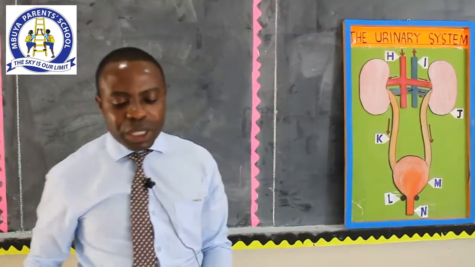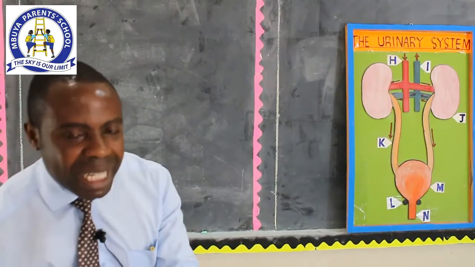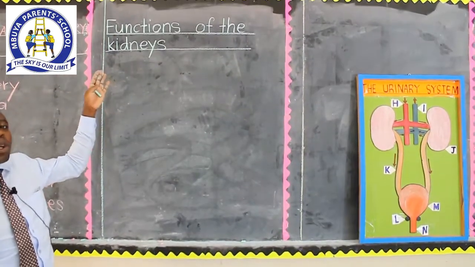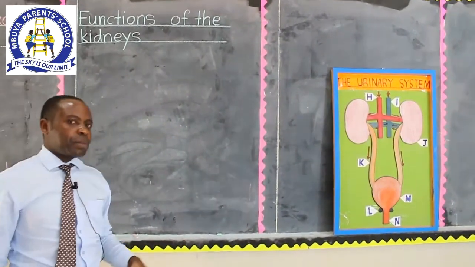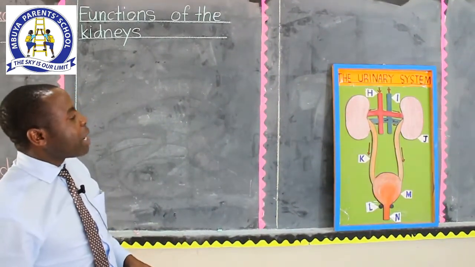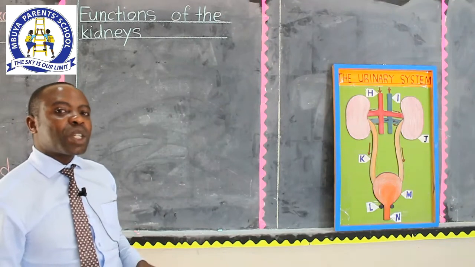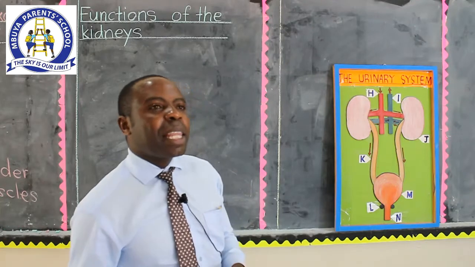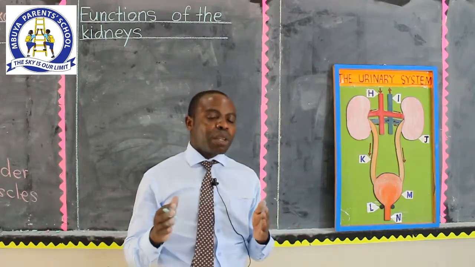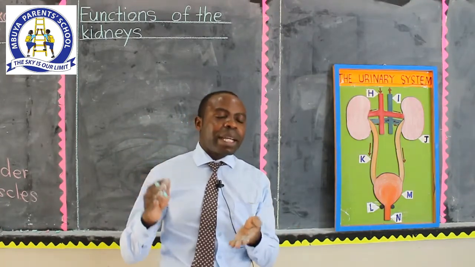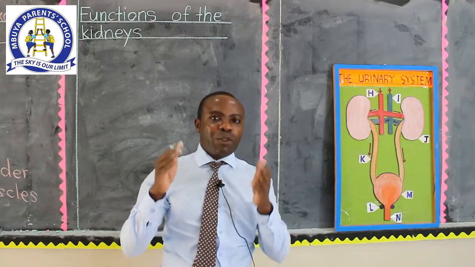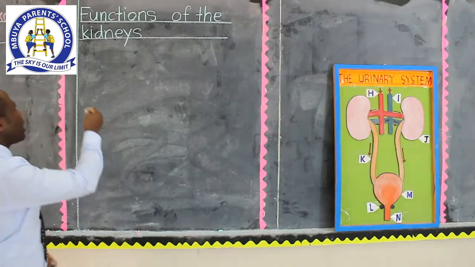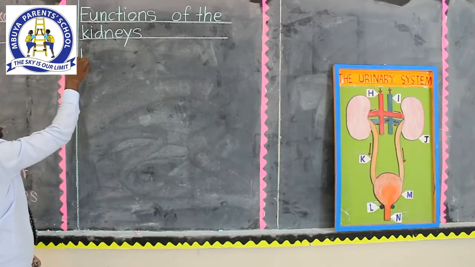So the function of the kidney, the major one, is going to be our number one here. And we talked about it in P4, whereby in primary 4, we said the kidneys excrete urine, filter blood, and then control water and salt levels. But out of those three, the major, or chief function of the kidneys, is to filter blood. So our first one here is going to be filtering blood.